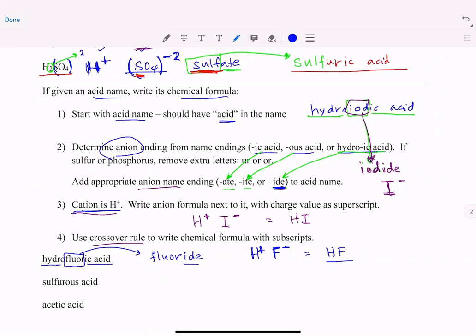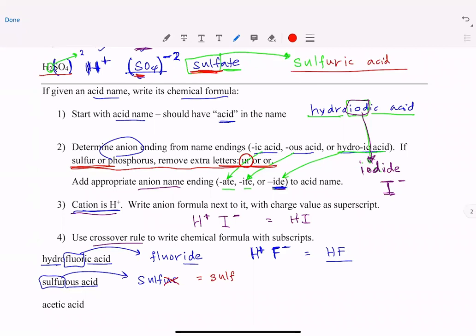For sulfurous acid, you want to notice the name ending is OUS acid. So let's take this, sulfur is the rest of the word, okay? And when you have sulfur or phosphorus, I'm going to underline this in red, you need to remove those extra letters. For sulfur, you're removing the UR. That's because this is the reverse of that. We added the UR when we were writing the name, but now we're removing the UR when we're writing the anion chemical formula. So instead of sulfur, you're going to have just sulf, okay?